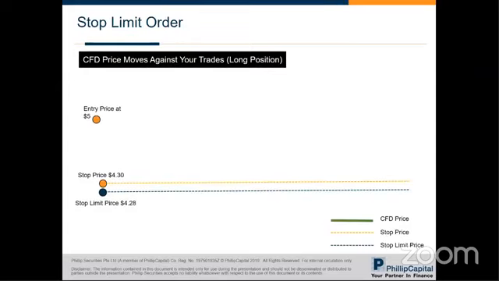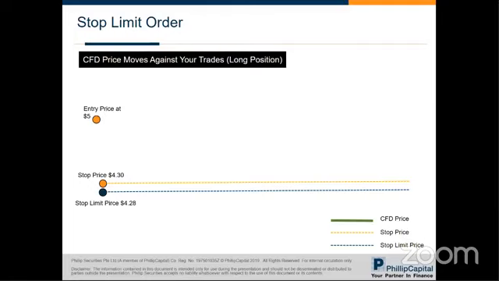So this is how to use a stop limit order. This can effectively protect your positions and limit your losses. Again, this is not guaranteed to fill. Assuming you enter the same share at $5 and you set the stop price at 4.3 and the stop limit price at 4.28. What is the stop price?